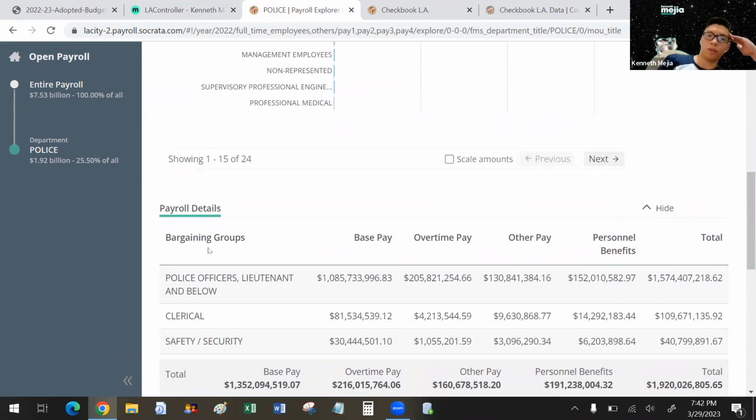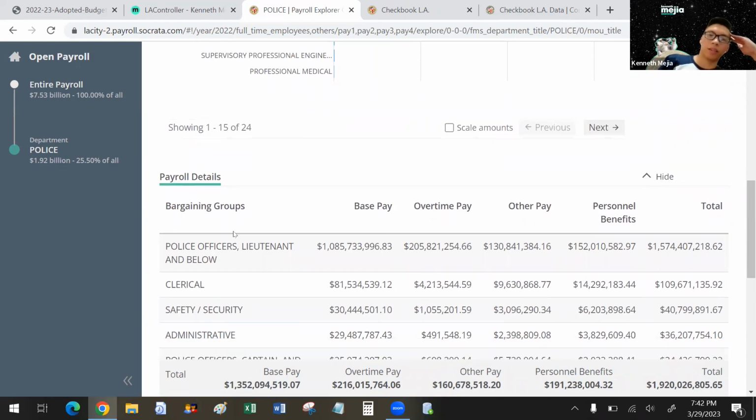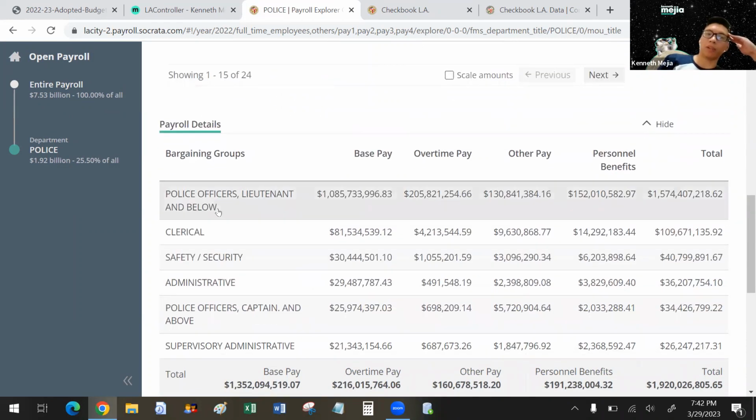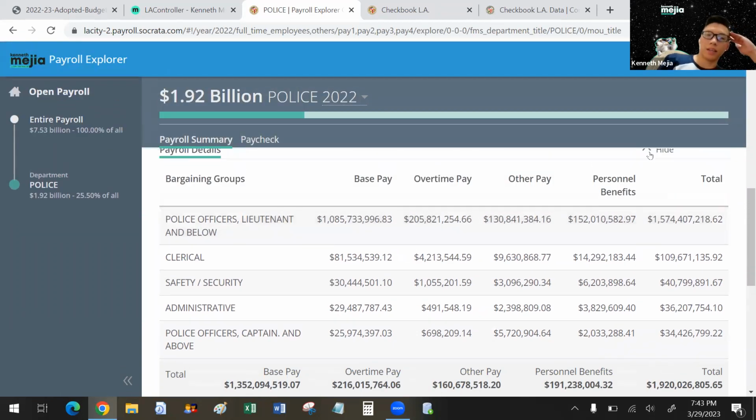It shows you the different bargaining groups, because each department has bargaining groups. So the most money was spent on police officers, lieutenants, and below. We spent $1.085 billion on base pay, $205 million on overtime. And you can see other pay and personnel benefits, health and pensions and whatnot.